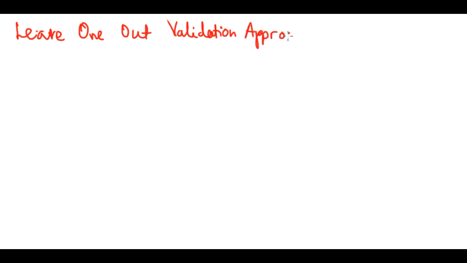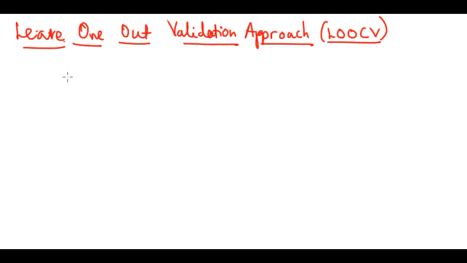So in this video, we are going to discuss the leave one out validation approach. Leave one out validation approach, LOOCV. This is almost similar to our validation set approach, but it tries to address the two drawbacks of that validation set approach. How does it do this?